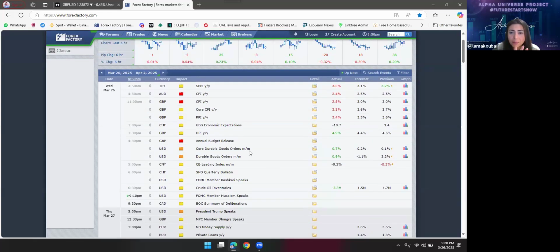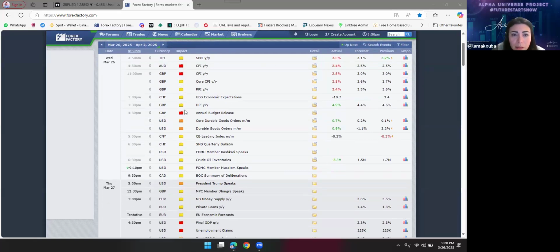Mainly we focus on the high impact news, the ones in red. Okay, so these are high impact news that affect the market more than the orange and the yellow. Of course, you can find a tutorial about Forex Factory, the calendar, to give you more insight about the market. So also we had the annual budget release. It was a press release.